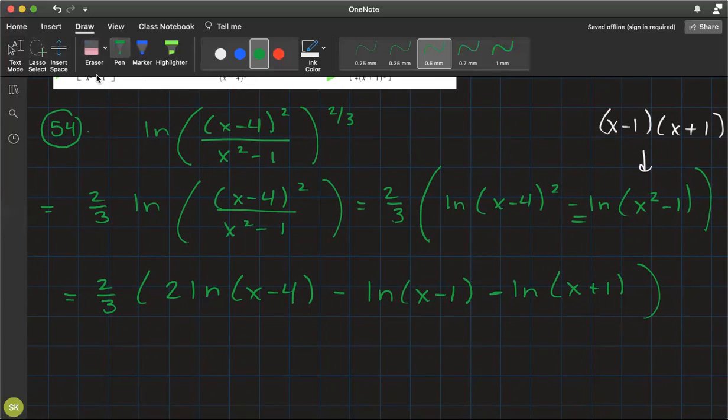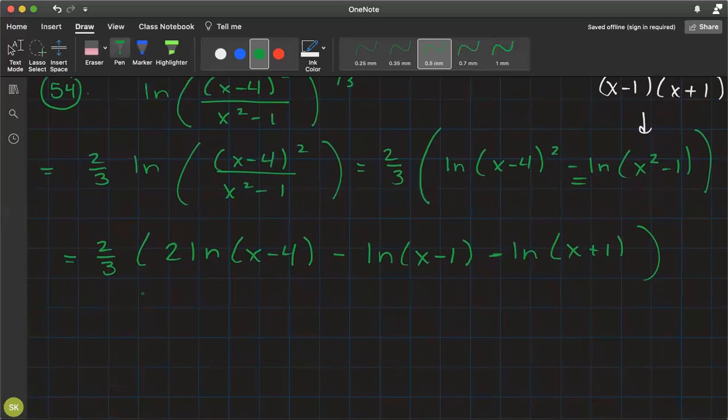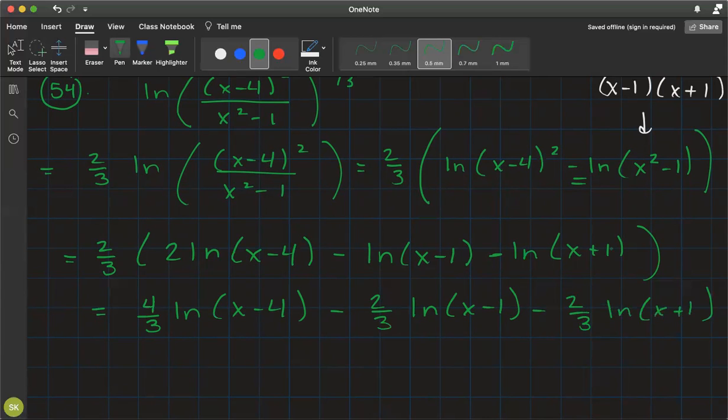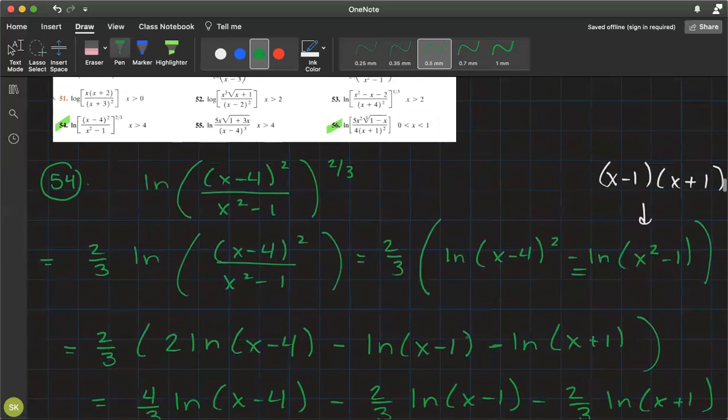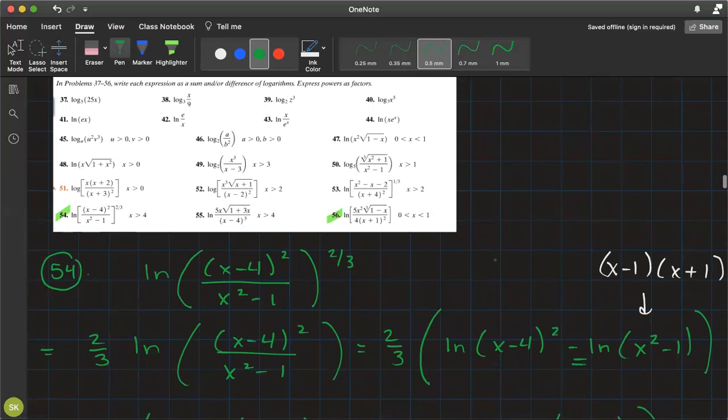Now, it's really up to your teacher how far they want you to go. If it was me, I would say you could leave it like this. But another option is you could send in that 2/3 to everything. So this is the same thing as 4/3 ln of x minus 4, subtract 2/3 ln of x minus 1, minus 2/3 ln of x plus 1. So either one of these is the same answer. So either one would be fine for you to write. Okay, let's do one more in this section.